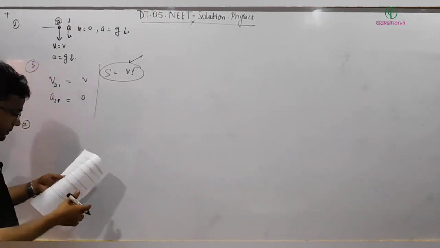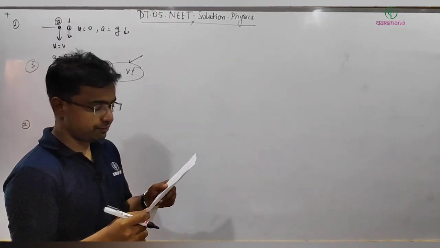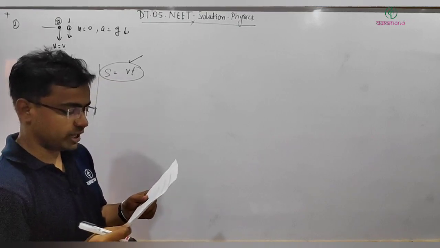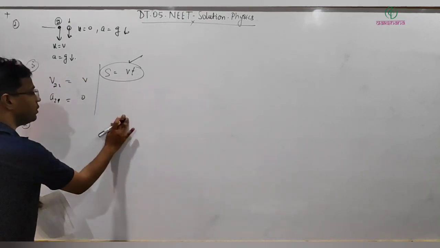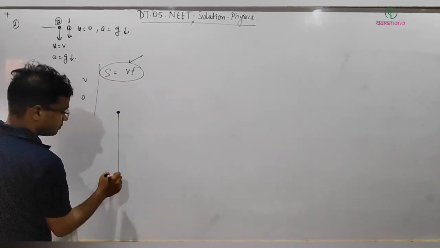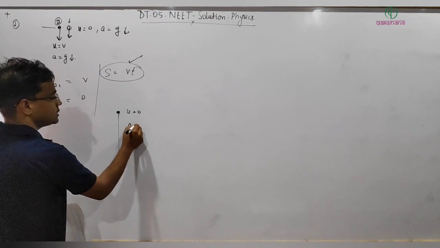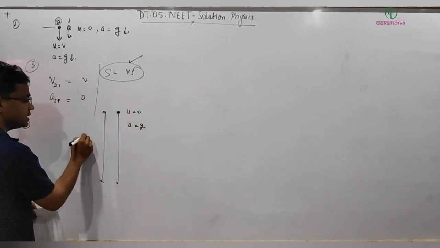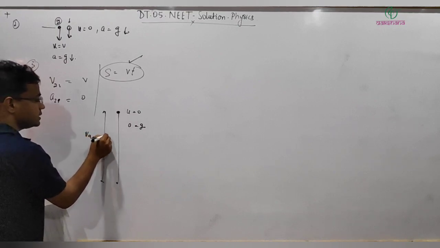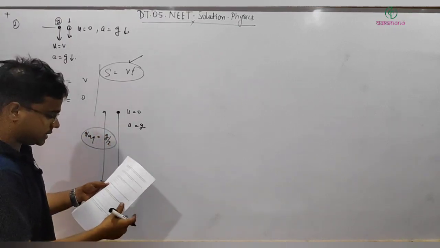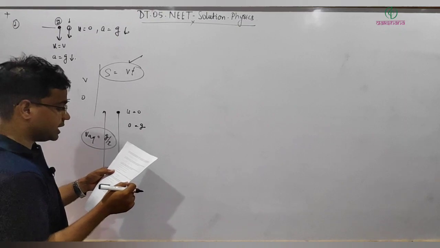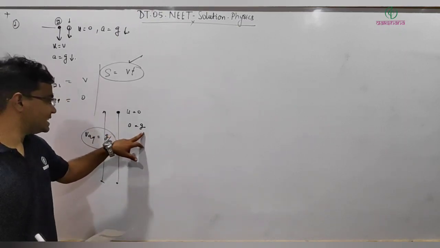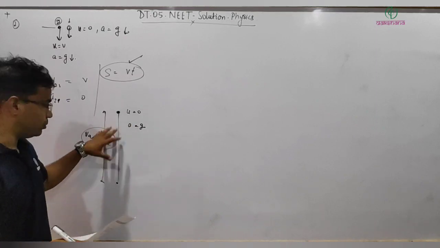Question number 2. The average velocity of a freely falling body is numerically equal to half of the acceleration due to gravity. Let's say one body is dropped, so initial velocity 0, acceleration is g, and its average velocity is given as g by 2 numerically. Then we need the velocity of the body as it reaches the ground. Acceleration we already know, it's g. Let's calculate the time it is taking.